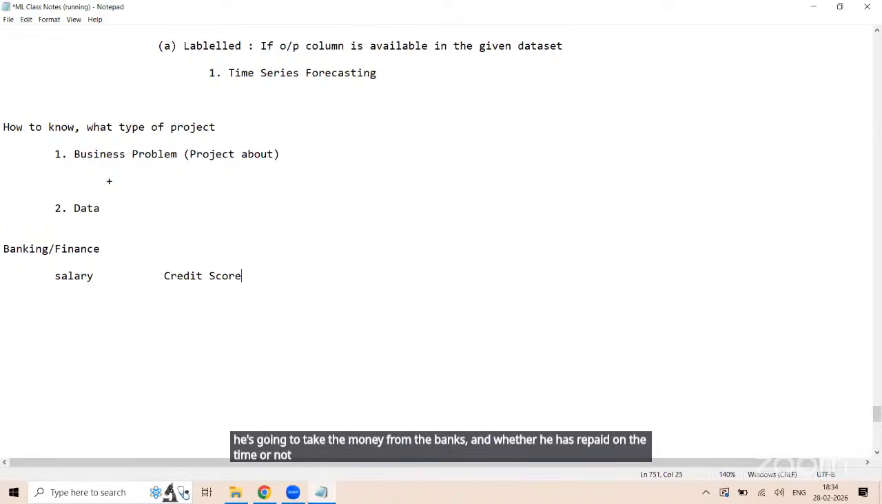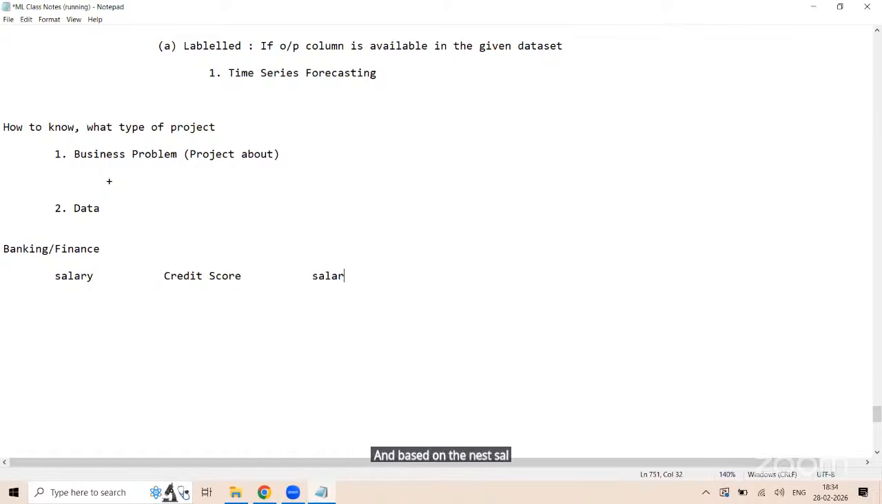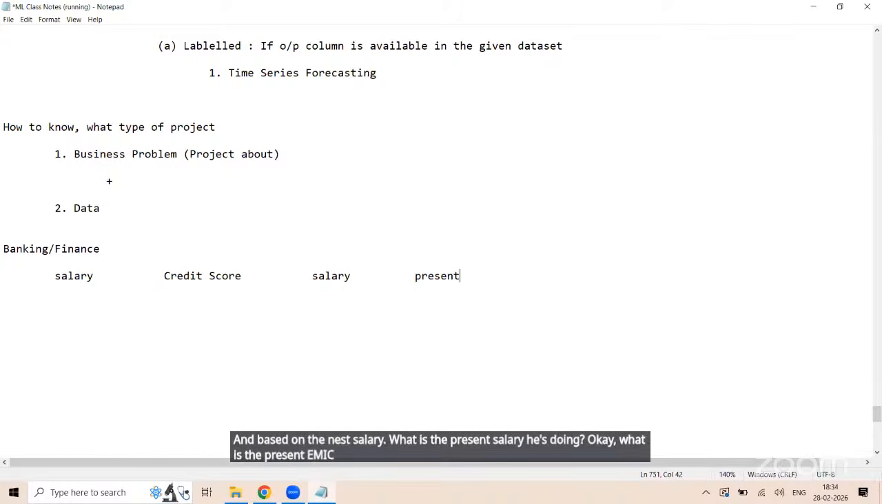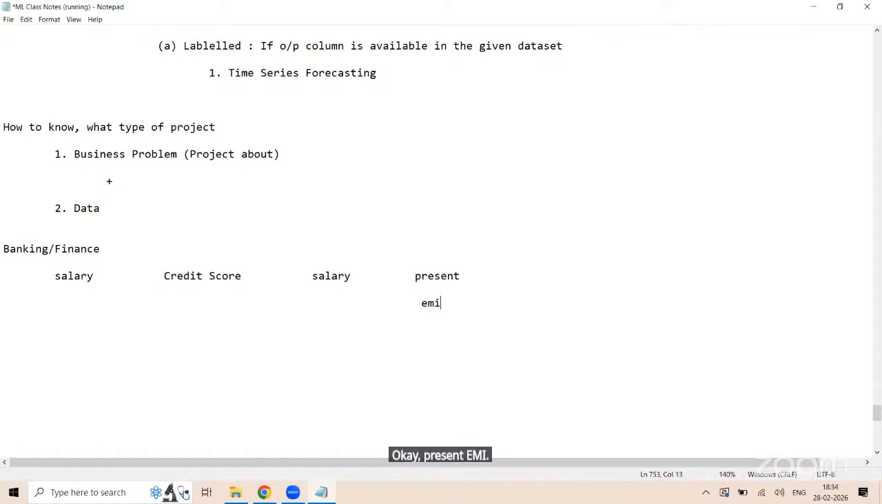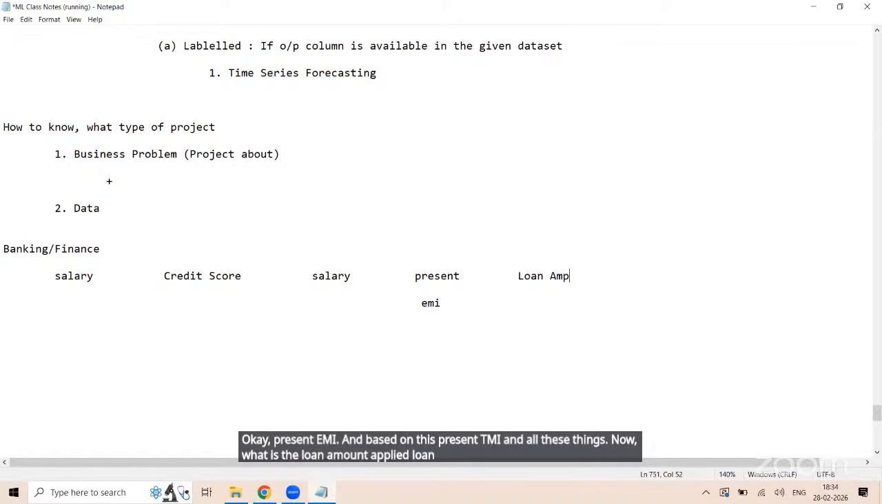That is called the credit score. And then the salary: what is the present salary he is drawing? What are the EMIs he is already paying? The present EMI. And based on this present EMI and all these things, the loan amount applied.